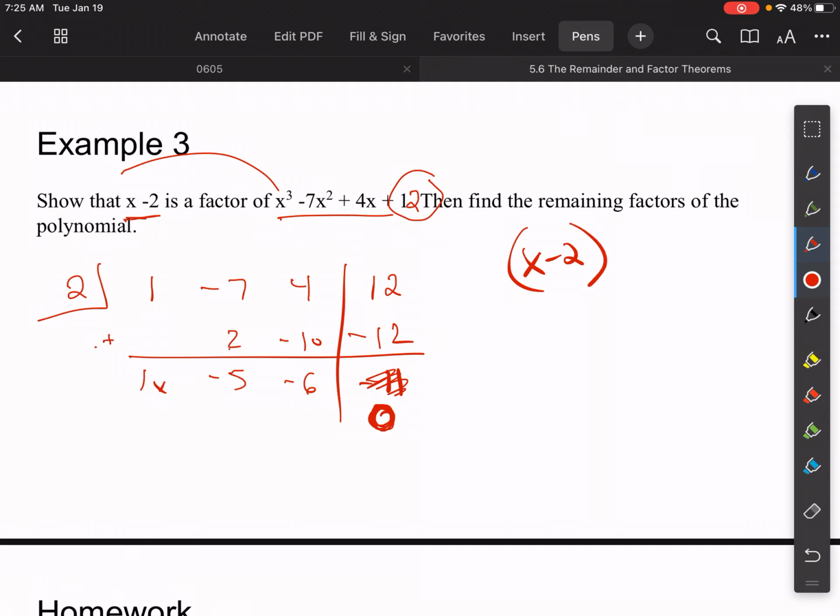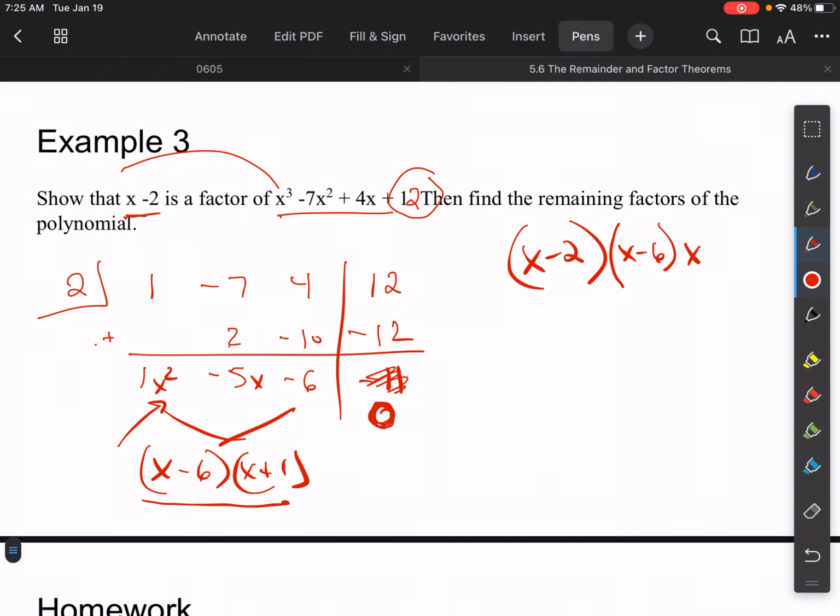Okay, then I'm left with 1x squared minus 5x minus 6. All right, so can I factor this? Well, yeah, I can. Two things that multiply to give me -6 and add to give me -5 would be -6 and 1. So x minus 6, x plus 1. Let's make sure that that's correct. So if you FOILed it out there, you could test it to make sure that you get the same result. And in fact, you do. So the remaining factors are these guys. Okay, so all the factors for this would be x minus 2, x minus 6, x plus 1.